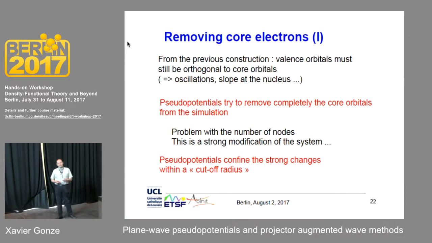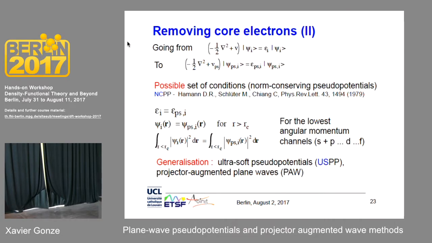But the construction that I will show you will confine the strong changes in a so-called cutoff radius. So it's not a cutoff energy that was present for the plane wave basis set, but a cutoff radius. We will go from the upper equation here to another equation where we replace the potential created by the bare nucleus by a pseudopotential. We replace the all-electron wave function by a pseudo wave function.